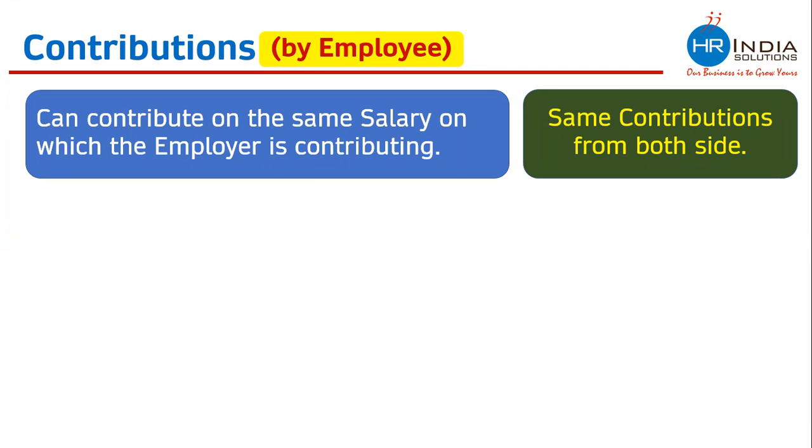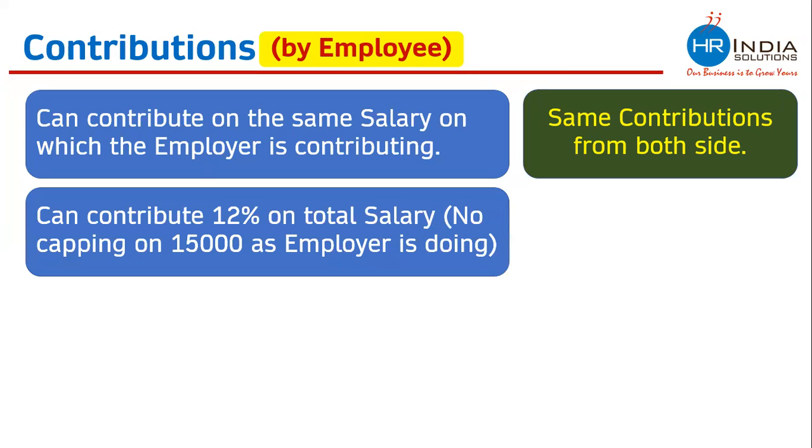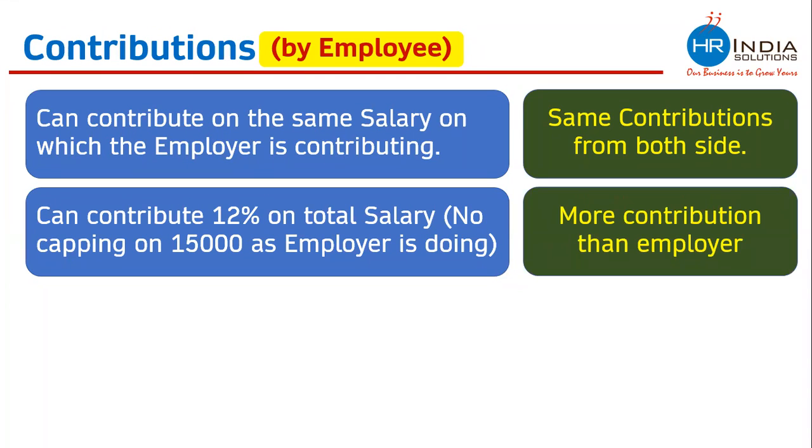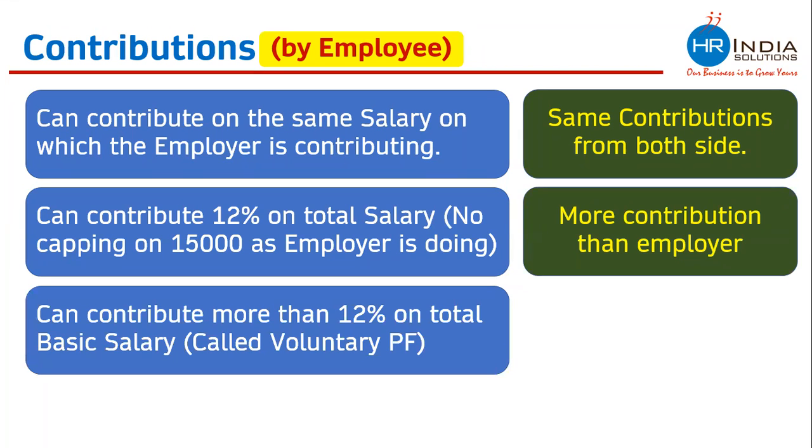Similarly, the employee also has many choices. The employee can contribute on the same salary on which the employer is contributing, meaning the same contribution will go from both sides. The employee can contribute 12% on the total salary. An employee can say that I do not want to limit my contribution to 15,000 and I want to pay on the entire salary. In this case, the employee contribution would be higher than the employer's. The employer has limited their contribution to 15,000, whereas the employee is not limiting.